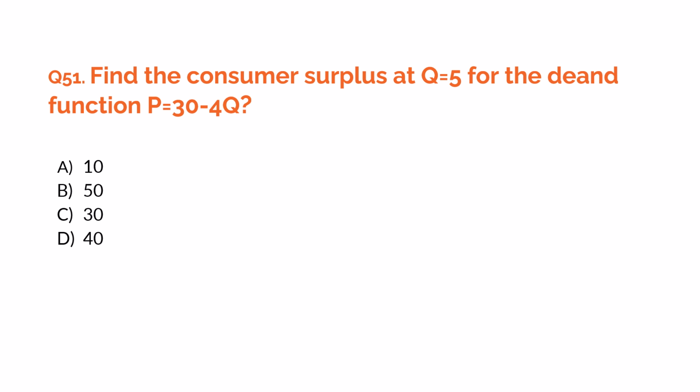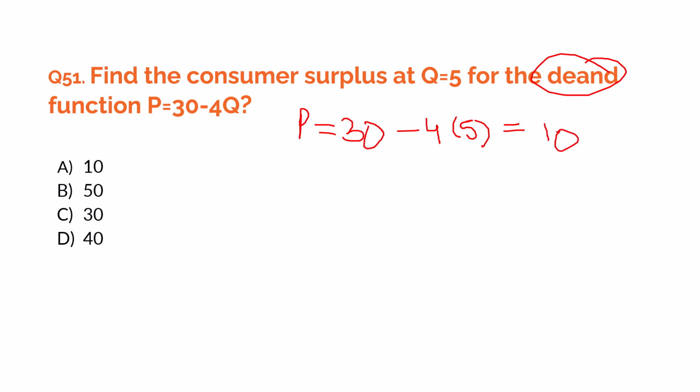We have to calculate consumer surplus at Q equals 5 for the demand. This is demand at P equals this. So at Q equals 5, let's calculate P. 30 minus 4 into 5, that is 20. So we get 10. And let's calculate the maximum price which the consumer is willing to pay, P max. While calculating P max, we keep Q equals 0. So if we keep Q equals 0, we get price max equals 30.